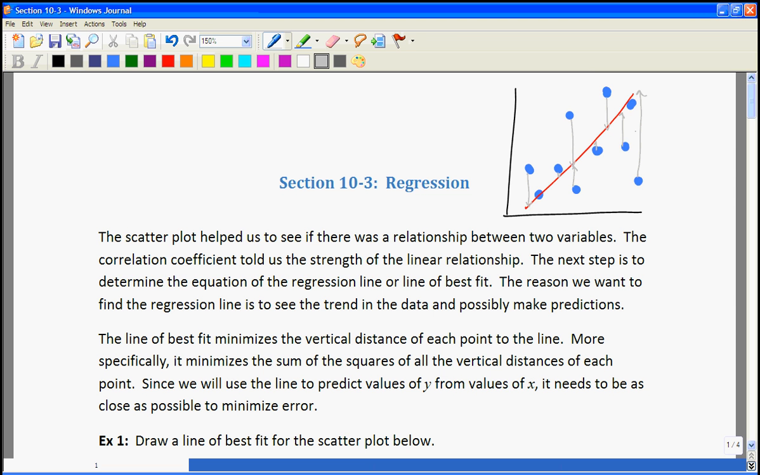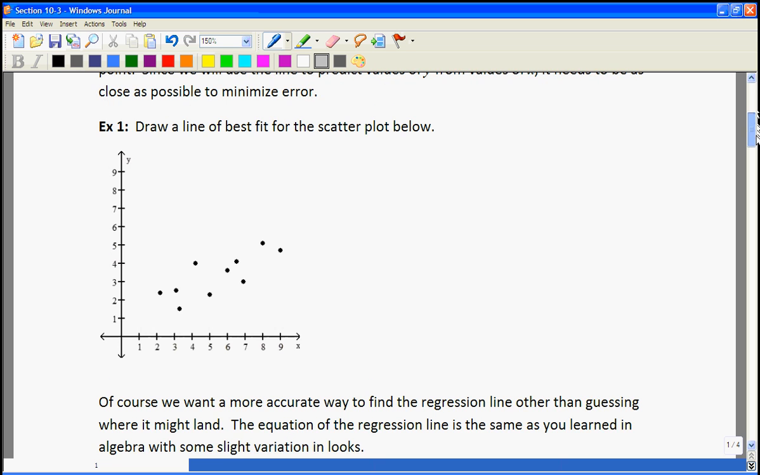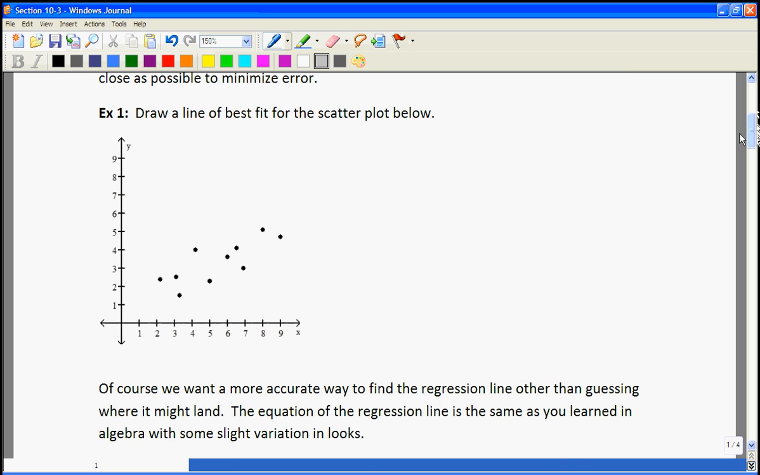minimize everybody's total distance. More specifically, when it comes down to the equation, we're minimizing the sum of squares of all the vertical distances. Because we use the line to predict values of y from values of x, we want it to be as close as possible to minimize error. Depending on the relationship, we might not get close at all. But the way the equation works is that all those little distances, we want them to be as small as possible.